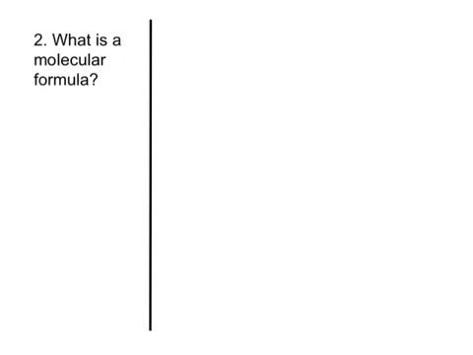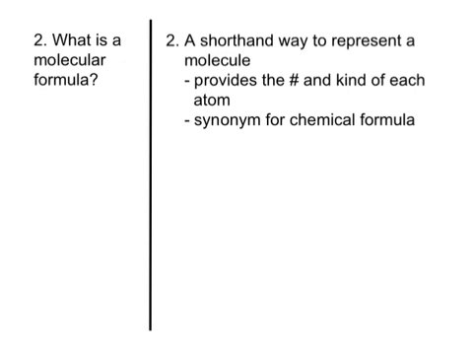All right, the second question we're going to deal with in these notes is: what is a molecular formula? All right, a molecular formula is a shorthand way to represent a molecule. So basically, it's how we write out, for example, water. Water is a molecule. It's made out of hydrogen and oxygen, which are two nonmetal atoms together. So a molecular formula is how we write out the H2O. It provides the number and kind of each atom, and basically, again, it's a synonym for chemical formula.